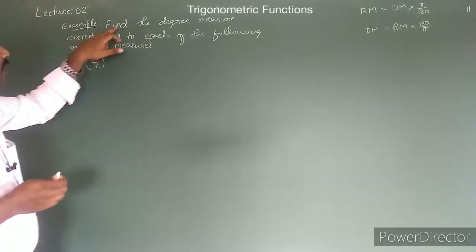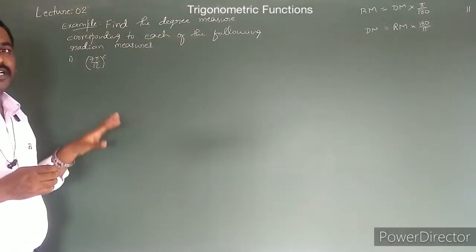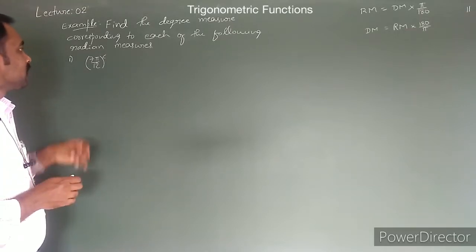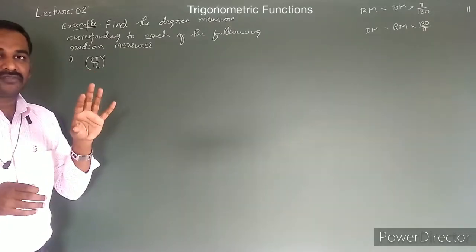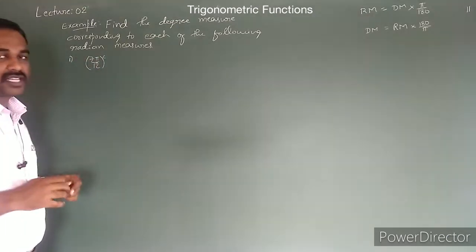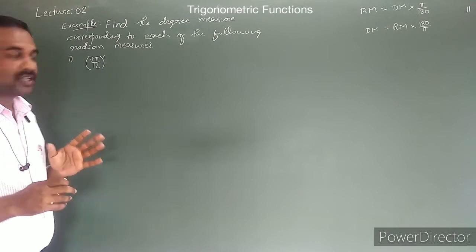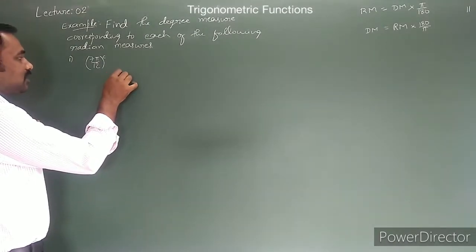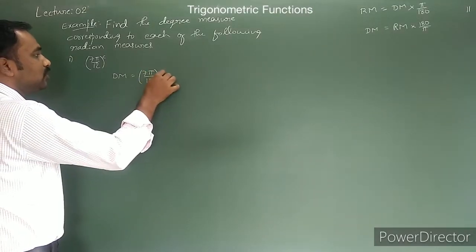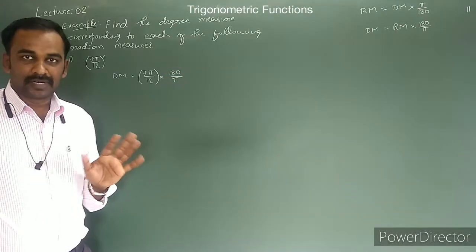Okay. Now here, find the degree measure corresponding to each of the following radian measures. The radian measures are given here, and we need to find the degree measures. Radian measure always means pi is there, and the radian symbol, a small c, is written. We need to find the degree measure. So degree measure is equal to radian measure into, what is the value? 180 divided by pi. We can simply remember that.